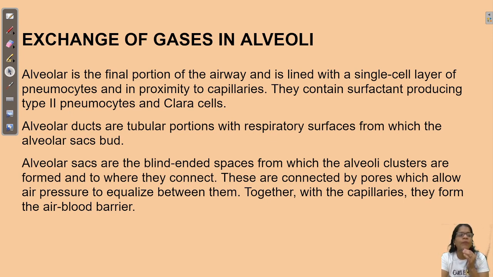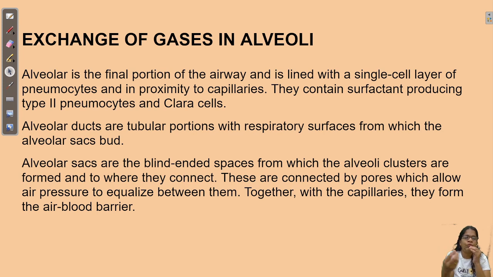So alveoli is the final portion of the airway and is lined with a single layer of pneumocytes and in proximity to the capillaries. Every body part has to be supplied with blood, then only the oxygen is entering into your body organs, right? So oxygen is being taken to every part of your body through the blood. So the alveoli, which is considered to be the tip of your respiratory part, plays a major role for your gaseous exchange because they reside near to your capillaries.